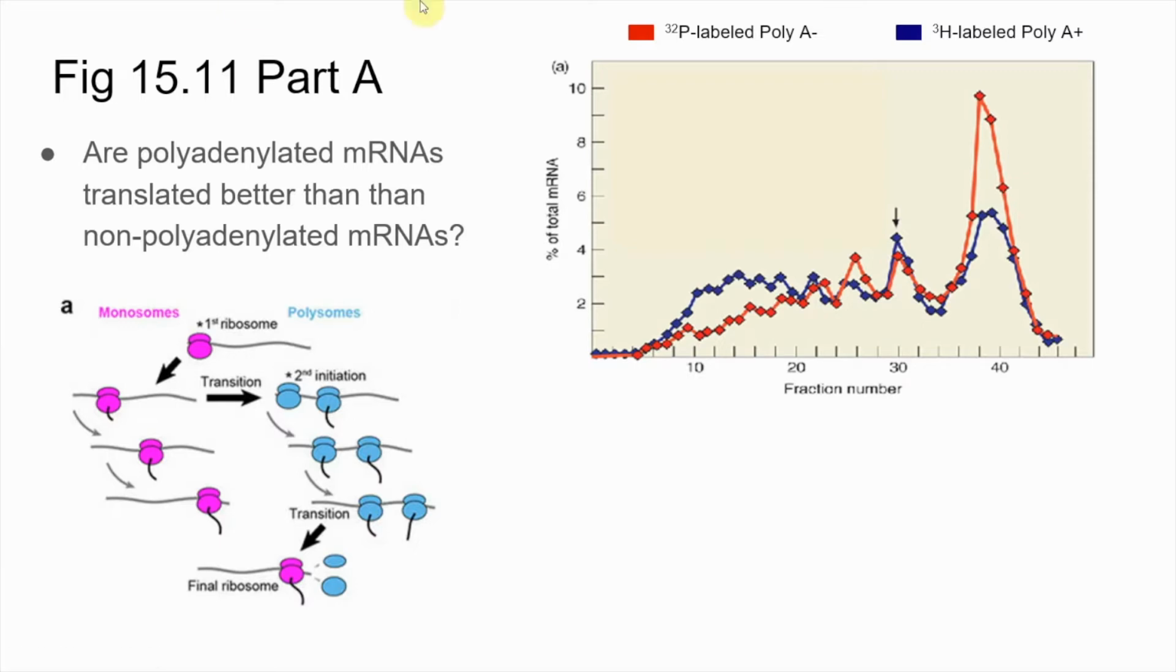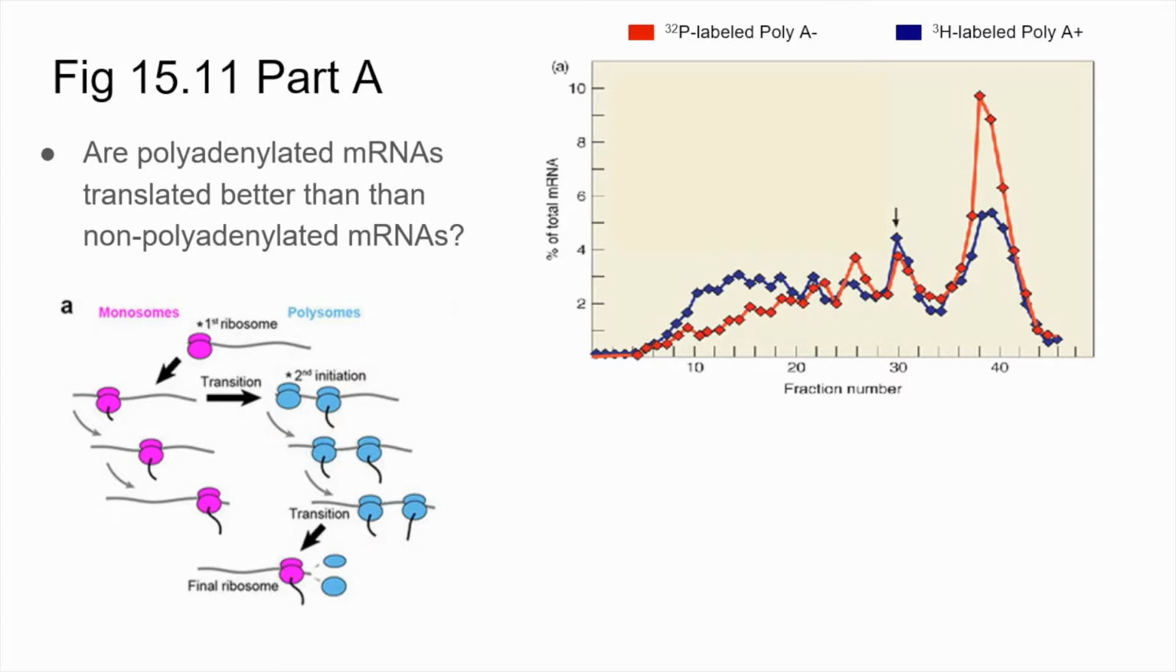mRNAs that are translated more have more initiation events, and are therefore more likely to have more than one ribosome translating them at a time. So they'll look like the blue polysomes here. That makes the number of ribosomes associated with the mRNA a good proxy for how well mRNA is being translated.